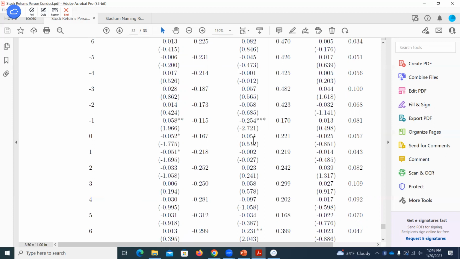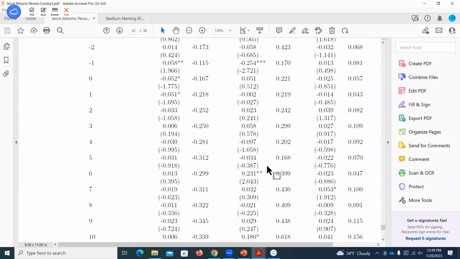You notice the day of the incident, there's also a huge negative effect on the stock price as well. And then as we get further out, it doesn't look like we have any effects. We get some weird stuff. This is probably why this paper isn't published, because there's no reason why we should be getting a significant positive effect 6 days after the fact for the stadium sponsors. There's probably a lot of confounding factors, they don't have enough control variables on the right-hand side, right?